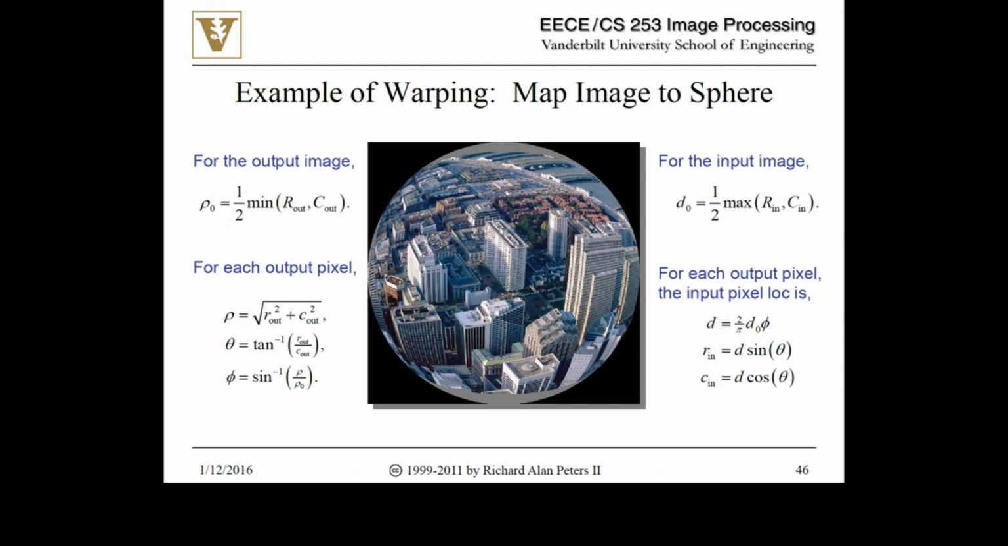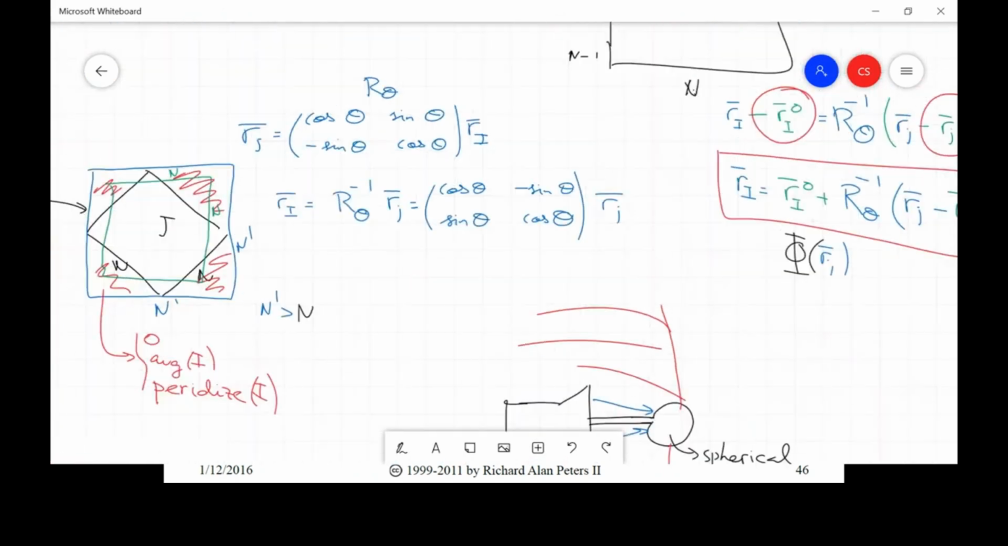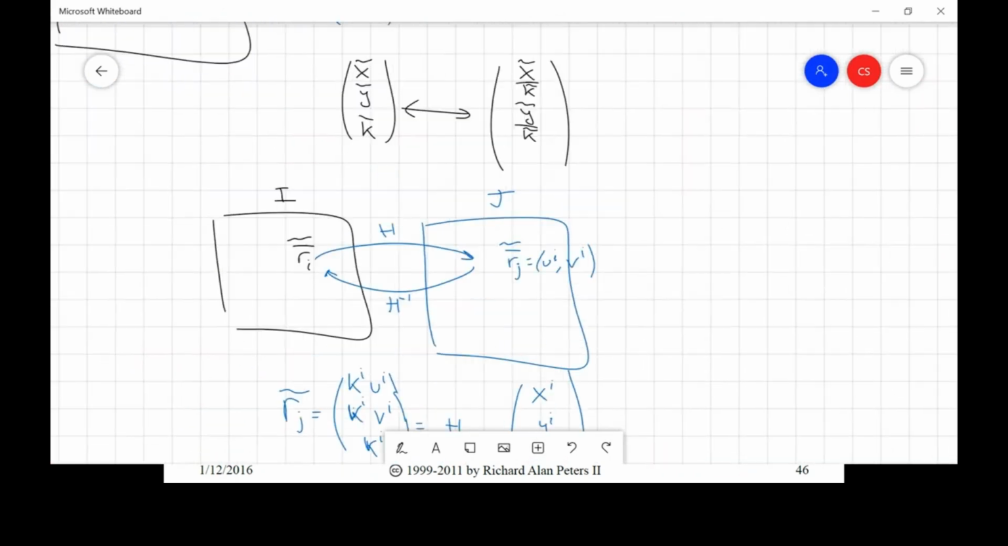And then for every pixel in the output, remember our path. Our path is always, we go, it's up here.